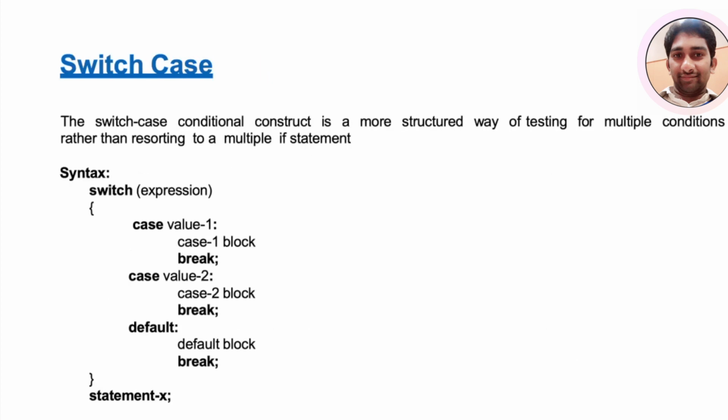So to overcome this, we want to go directly to the particular case wherever the case is available. In that case, we can make use of a switch statement. It is a more structured way of testing multiple conditions rather than writing multiple if statements. Instead of using multiple ifs, we'll just create the case values and we'll directly go to that particular matched case value.